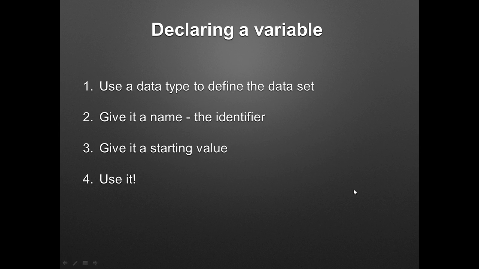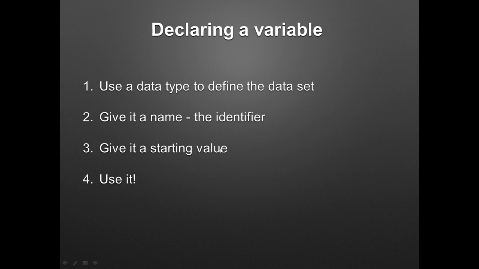So, going over how to declare a variable and use it properly. Step 1, we use a data type, which is kind of like what we'd establish as our tag. We say what kind of data type it is to define the data set. And then we're going to give it a name. This is called the identifier. So just like with the string we had my string, that's the identifier for that variable.